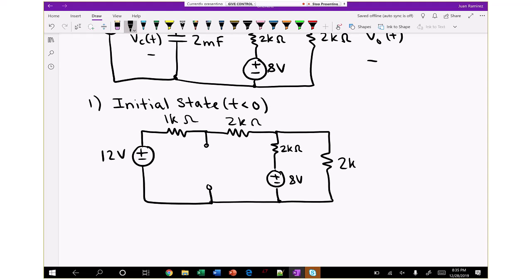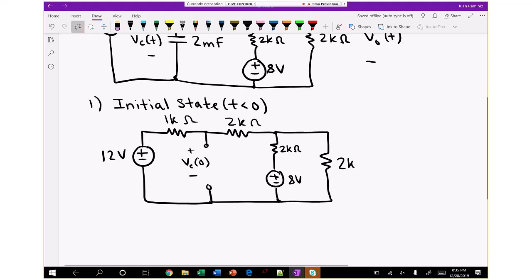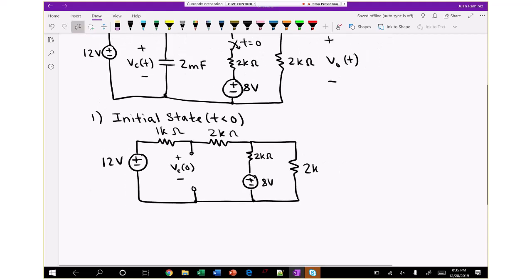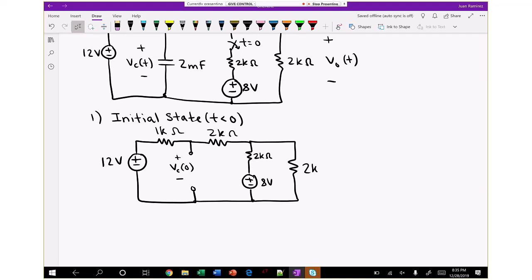Okay, and that open circuit voltage is what we'll call VC of 0. So it's the initial capacitor voltage. All right, so that's what we're going to solve for, and we just use any circuit analysis method that we want. Kind of zoom out a little bit and I'll write a little smaller. So pick whatever analysis method we want. I'm going to say let's use nodal analysis.